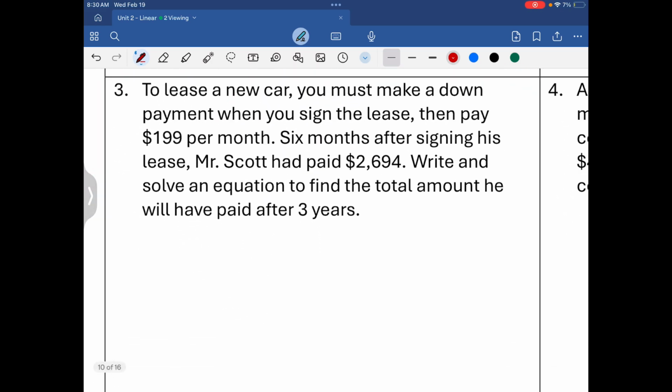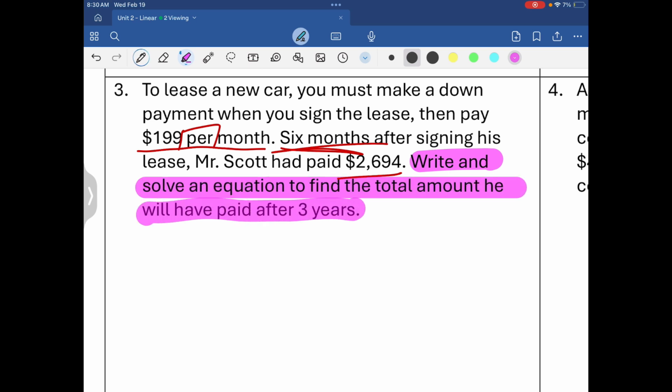It says you lease a new car and you must make a down payment to sign the lease and then pay $199 per month. There's our rate. 6 months after signing his lease, Mr. Scott has paid $2,694. Write and solve a linear equation to find the total amount he will have paid after 3 years.